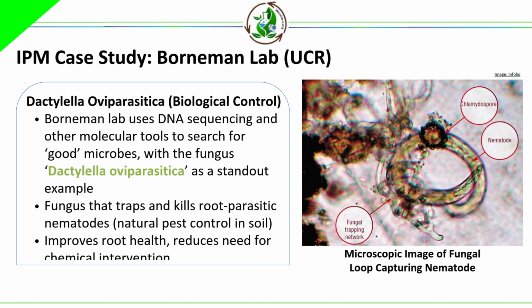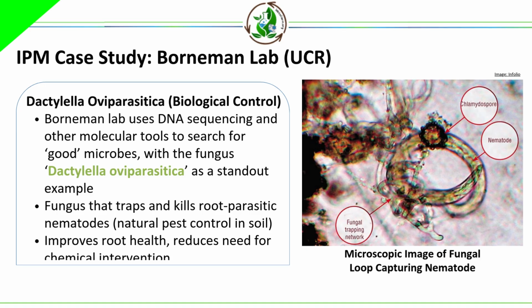On this slide, we are focusing on a real-world example of biological control in an IPM program, and how molecular tools help us find the good guys in the soil. The James Borman Lab at UC Riverside studies beneficial soil microbes that protect plant roots. One of their key organisms is Dactylella oviparasitica, a fungus that literally traps and kills root parasitic nematodes. By attacking the nematodes in the soil, this fungus helps keep roots healthier and reduces the need for chemical nematicides.